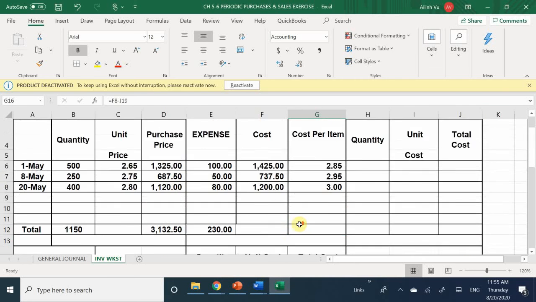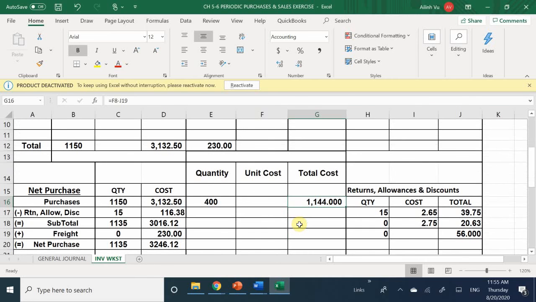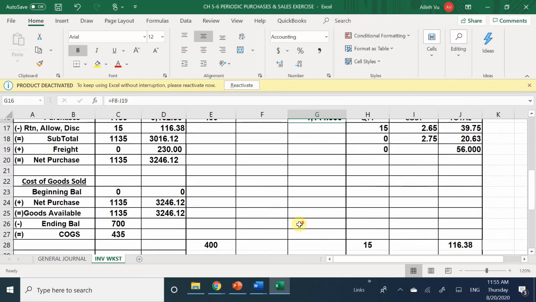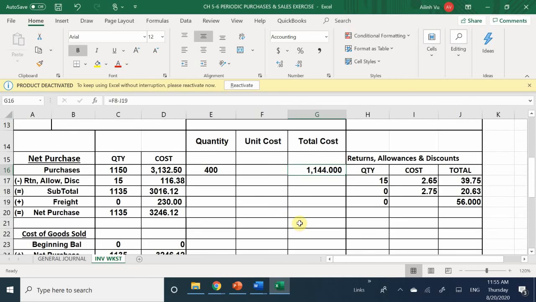I don't think I did that one right. Is that right? 1144? All right. But let's look at our batch. We need to sell 435. Our batch here is exactly 400. So do we need to take all of it or take less? Or some of it? All of it. So there's no point to take an additional step to calculate the cost per item here.